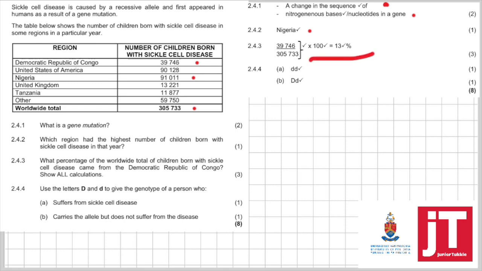2.4.4. Use the letters big D and small d to give the genotype of a person who suffers from sickle cell disease. So it's a recessive allele, right? So small d small d will be sickle cell disease. And then use the letters big D and small d to give the genotype of a person who carries the allele but does not suffer from the disease. Of course, that person must be heterozygous, so big D, small d.